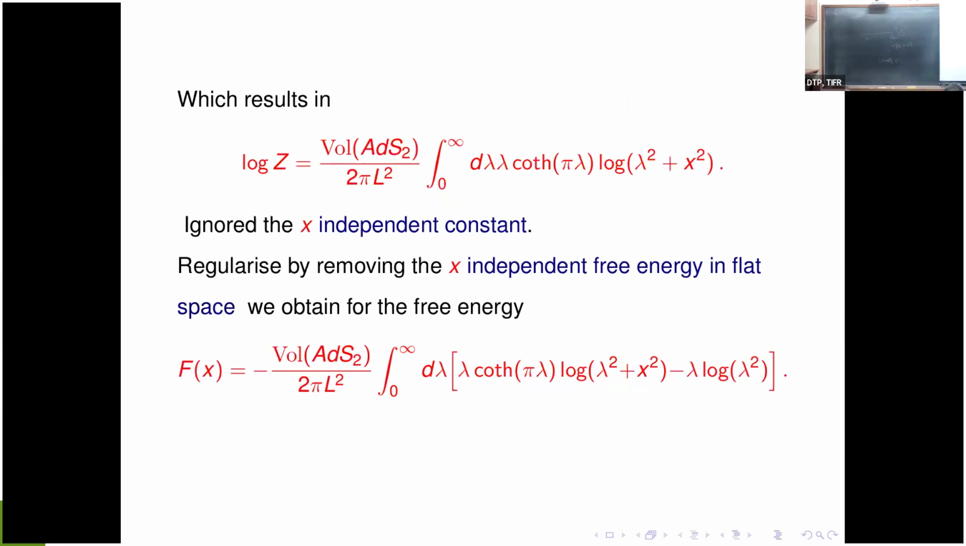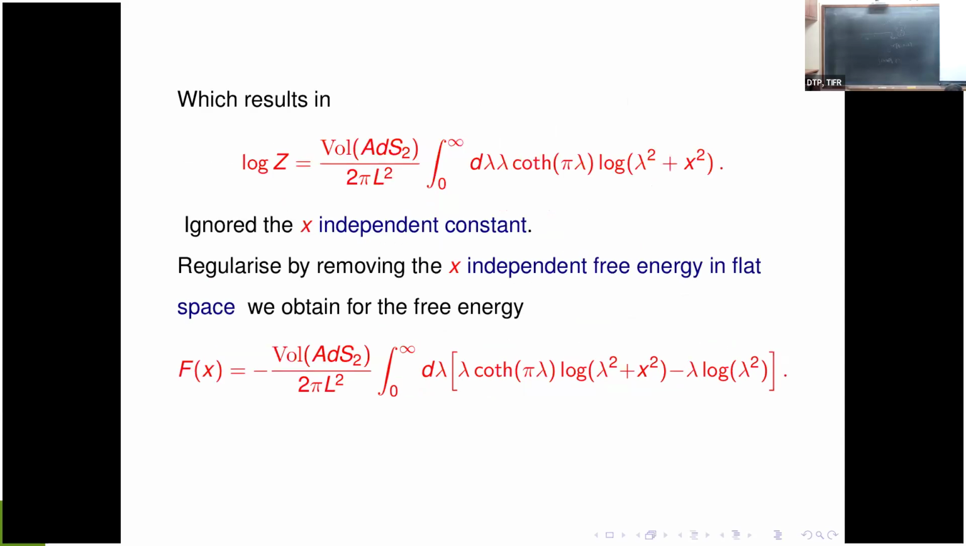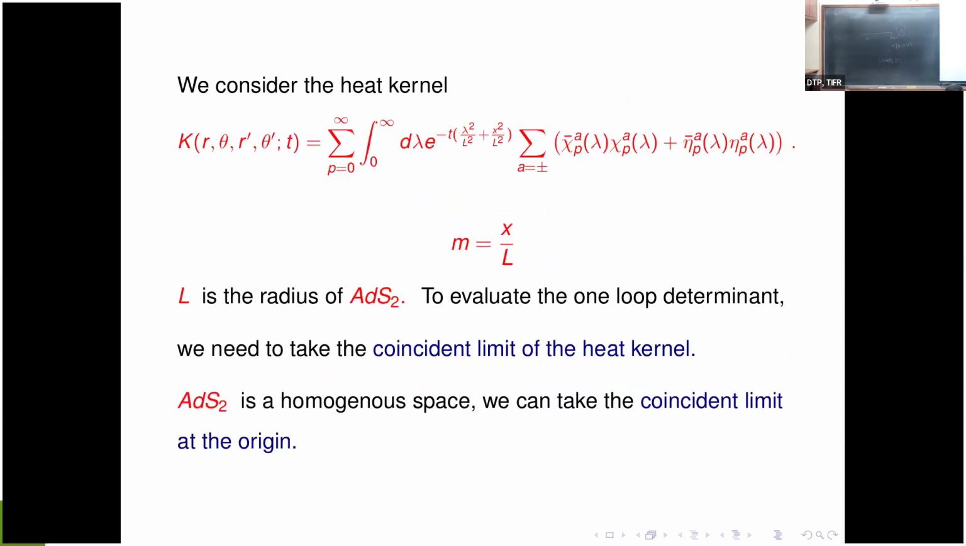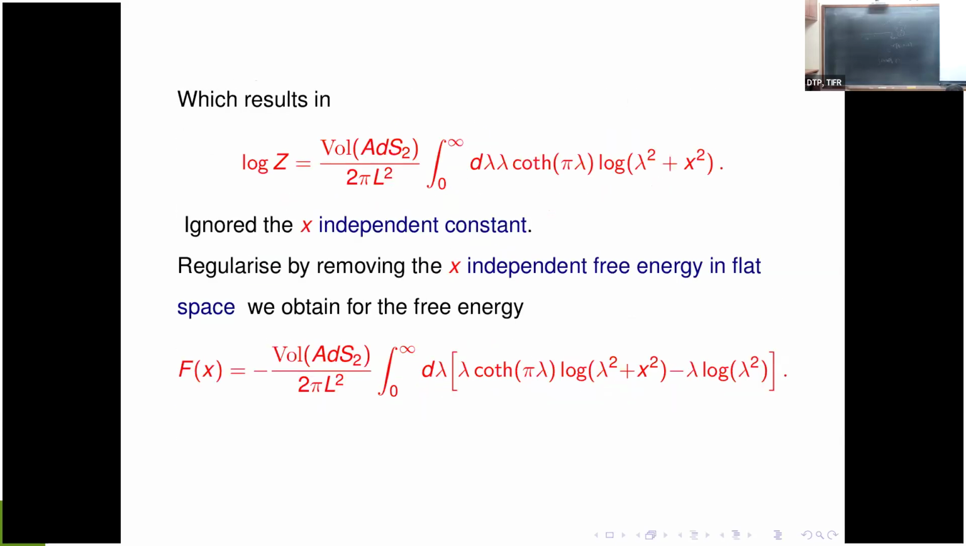So this results in the following integral. The integral is different: it's a cotangent instead of tan. And again, the same stuff, a similar integral. You can subtract the divergence, or the large lambda behavior, and obtain the expectation value by differentiating with respect to x, which is a scaled version of the mass. So x is basically m times l. We just scaled it, and this is the partition free energy.